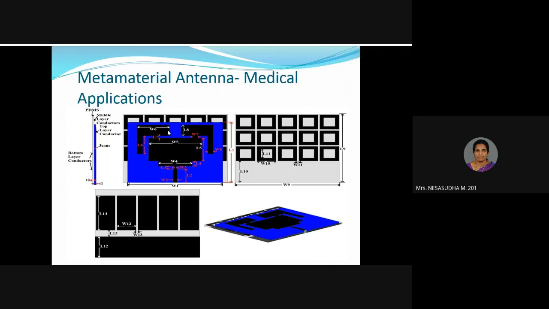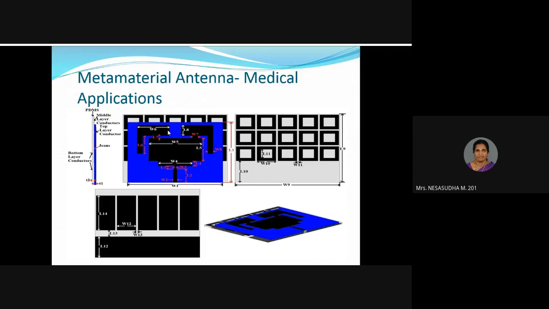Specific absorption rate, it must be less than 1.6. Okay, this is a recommended value. So whoever is using mobile phones or anything, the SAR value must be less than 1.6 watts per kg. This is a recommended value. So now people are working on how to reduce the SAR value below 1.6. So one remedy is metamaterial. When you apply the metamaterial concept to this kind of antenna, definitely your SAR value you can bring it down.